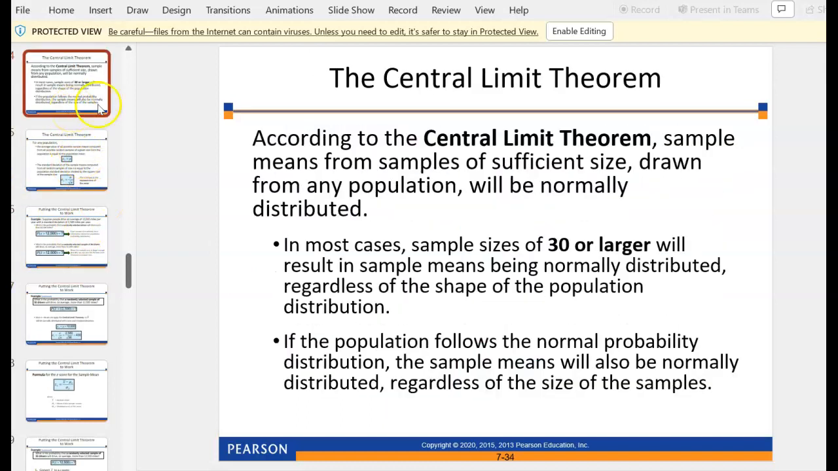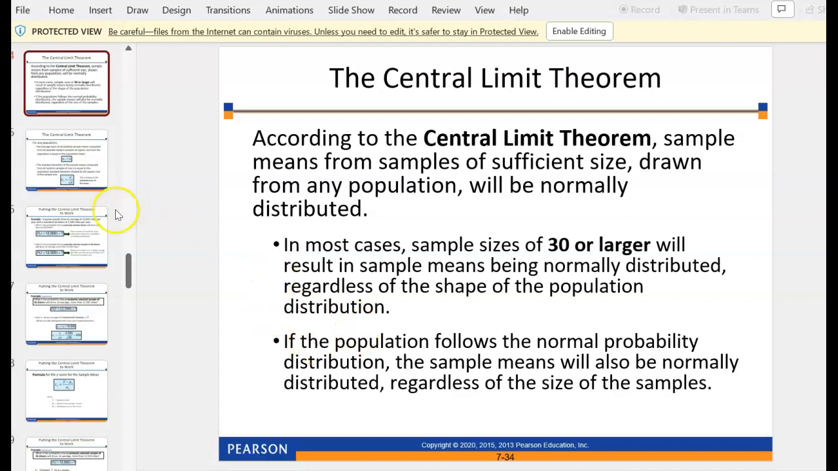the central limit theorem, okay? In most cases, if your sample size is 30 or larger, this will result in the sample means being a normal distribution, regardless of the shape of the population distribution. So we can assume that if it's 30 or more, that it is going to be normally distributed.